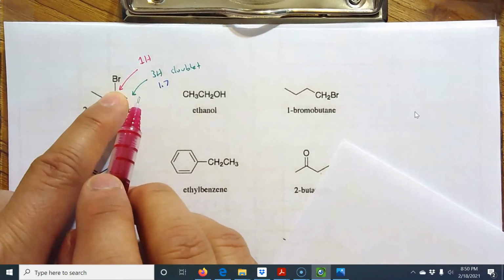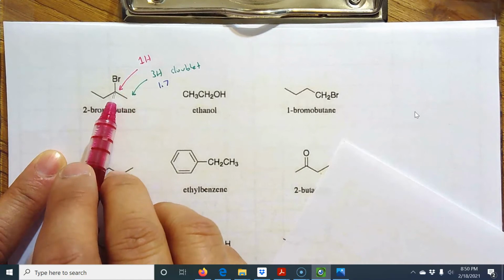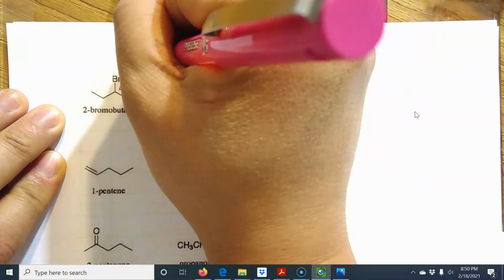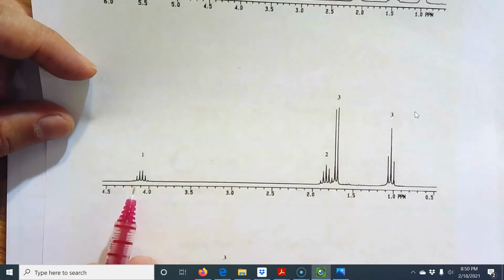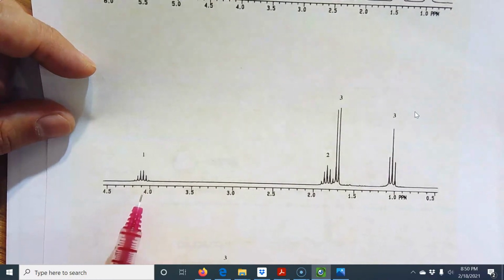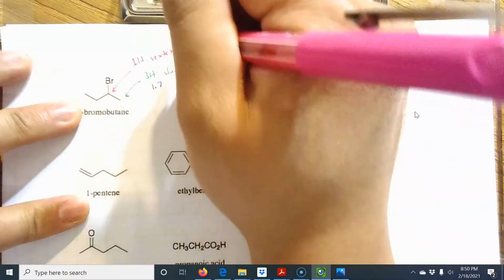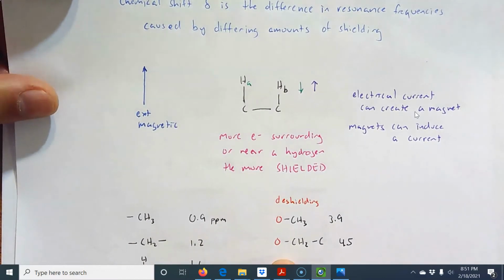Put your finger on the house, or their pen, and look at the house on the left, house on the right. 2 neighbors plus 3 neighbors, that's 5. That's a sextet. And there it is right there. 1, 2, 3, 4, 5, 6. 4.1.